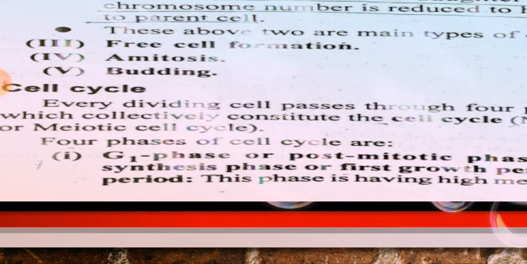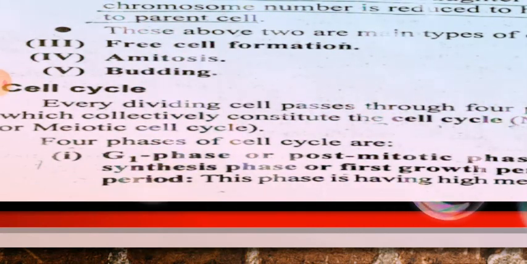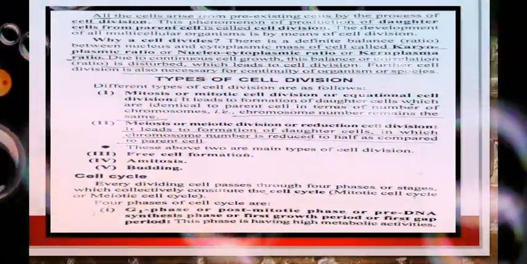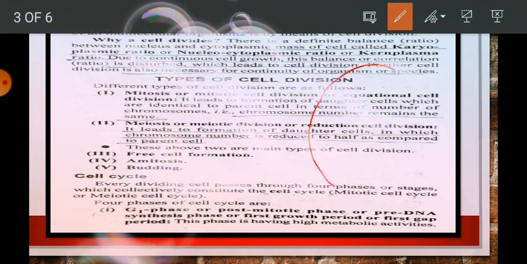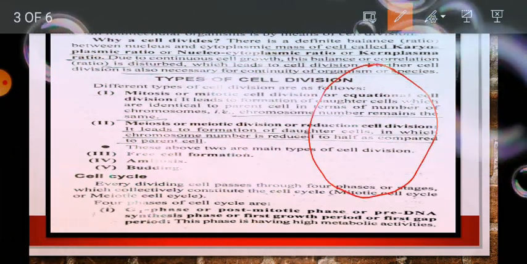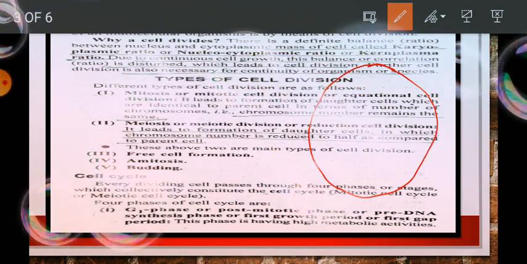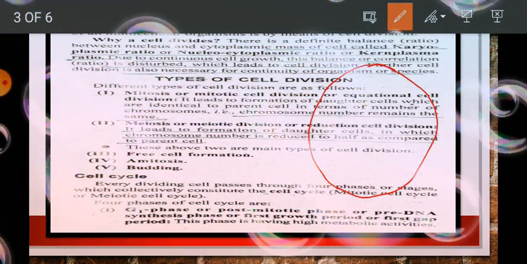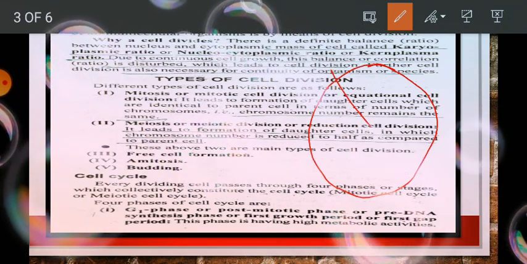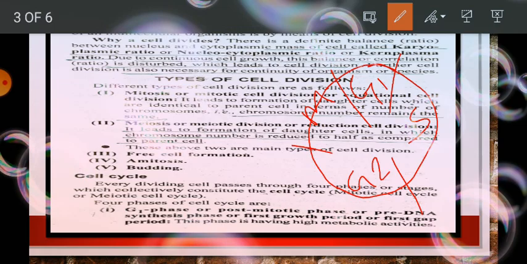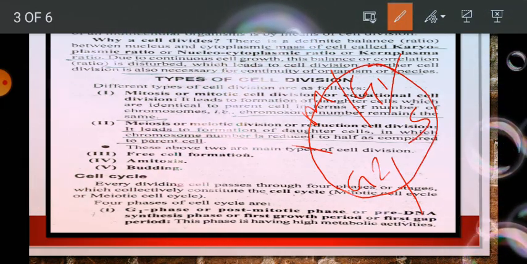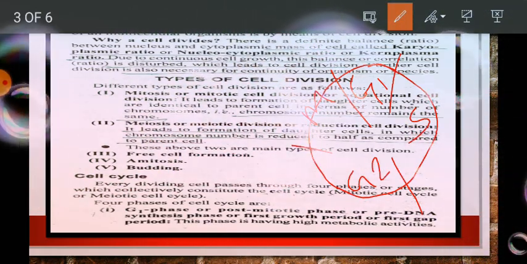In the case of the cell cycle, when a cell divides, it first completes the whole cycle and performs the cell cycle processes. One is the G1 phase, then S, then G2, and the last one is the M phase, which is known as the mitotic phase. So every dividing cell passes through these 4 important phases.